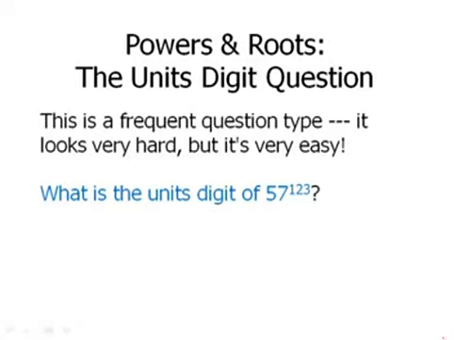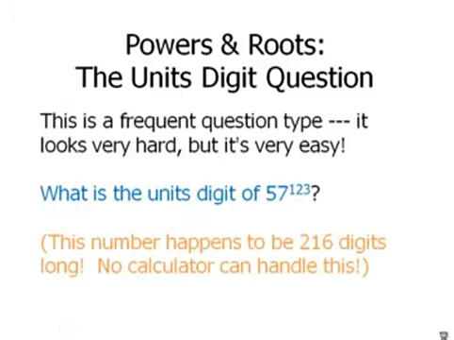Now your first impulse might be, oh my, I need a calculator to figure out what 57 to the power of 123 is. Well, I'll share with you something. This is not something you'd be able to figure out on your own necessarily, but as it happens, this number is 216 digits long. So in other words, no calculator in the world is going to be able to figure out 57 to the power of 123 for you.